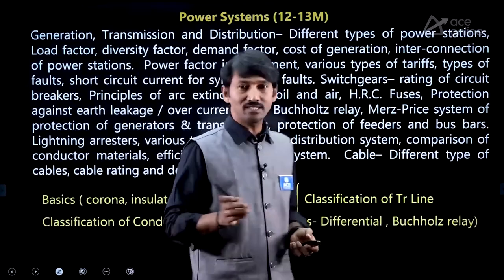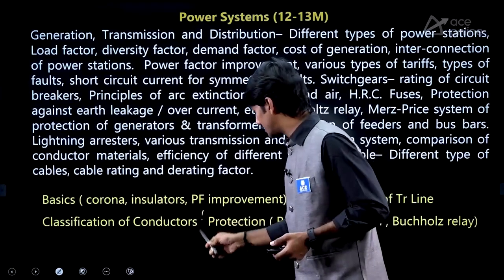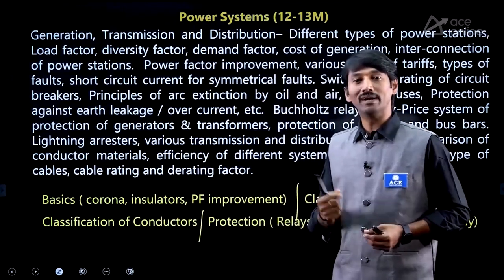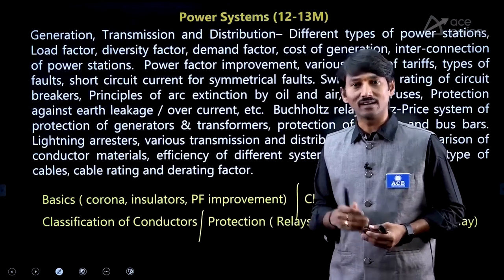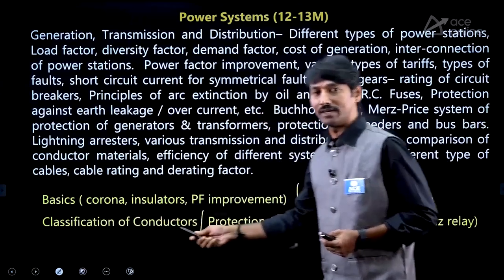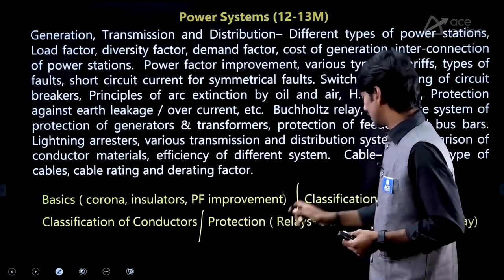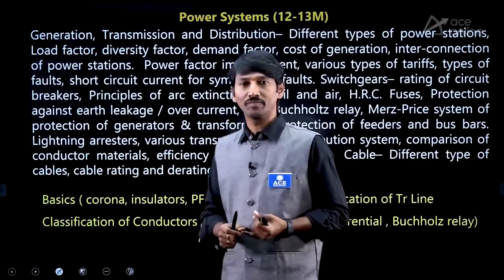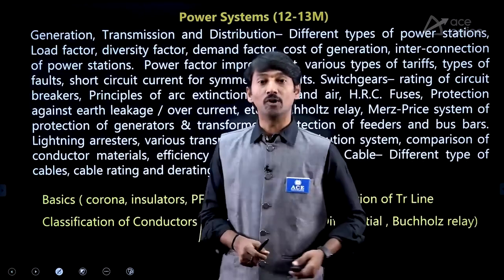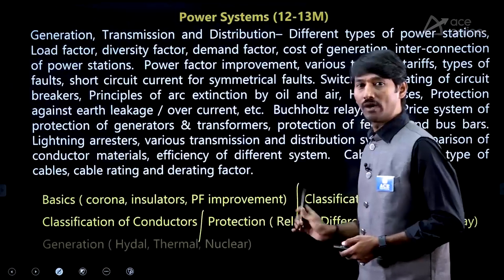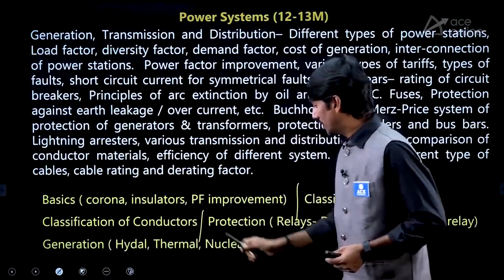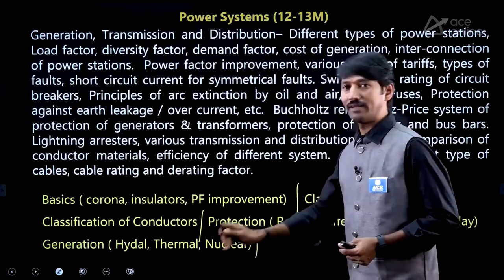And then classification of transmission lines: short transmission line, medium transmission line, and long transmission line, you have to concentrate. Next one is classification of conductors: solid conductors, bundled conductors, ACSR conductors, like that, different types of conductors you have to concentrate on. Protection, coming to protection, relays: in that, differential relay as well as Buchholz relay, you have to concentrate on this. And coming to generation part, hydro, thermal, nuclear power plant, they are asking.